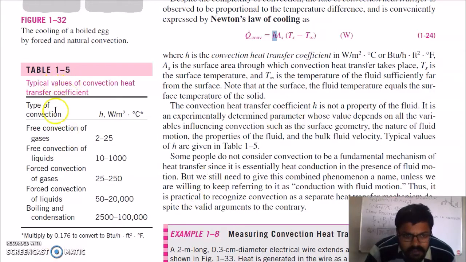This Table 1.5 shows the typical values for convection heat transfer coefficient. Free convection of gases 2 to 25, free convection of liquids 10 to 1000, forced convection of gases 25 to 250, forced convection of liquids between 50 and 20,000, boiling and condensation, which is the highest in this case.